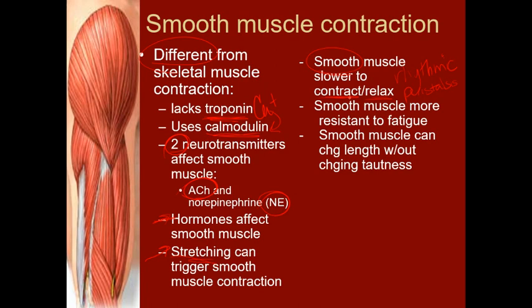All right. But because it's slower, it is more resistant to fatigue. Remember the slow twitch fibers? This is the epitome of that. And it can also change length without changing tautness, unlike the skeletal muscle.